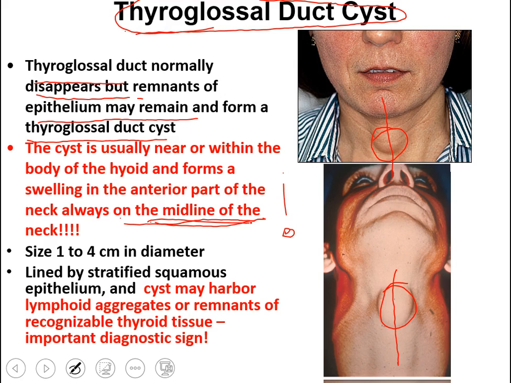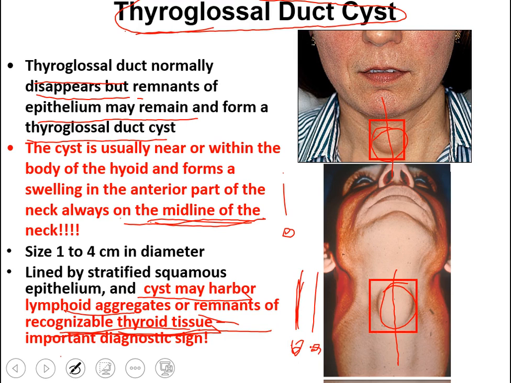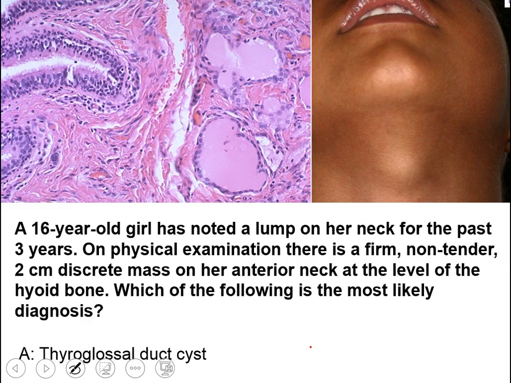Histological examination of thyroglossal duct cyst reveals a cystic structure lined by stratified squamous epithelium. I will show you this a little bit later, and the cyst may harbor lymphoid aggregates or remnants, and this is most important, of recognizable thyroid tissue. The presence of this recognizable thyroid tissue is an important diagnostic sign. This could be important for doctors as it helps to differentiate thyroglossal duct cyst from other pathological nodules arising on the neck.